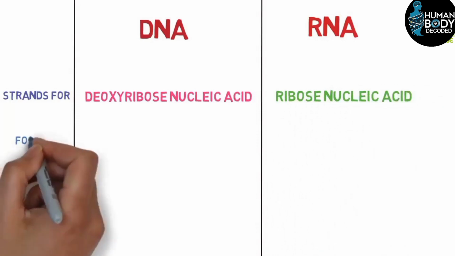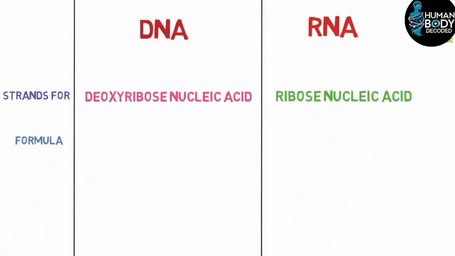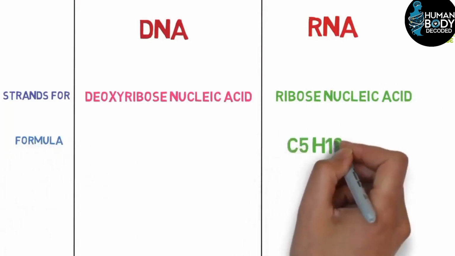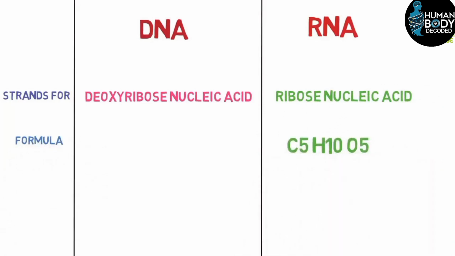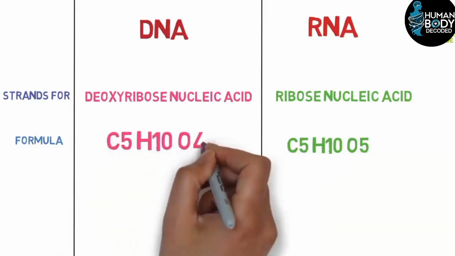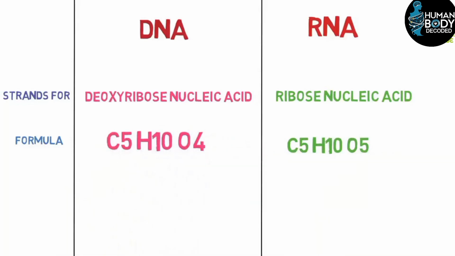Now let's discuss the formula. The formula for RNA is C5H10O5 because it contains ribose sugar. And ribose sugar is a 5-carbon sugar. The general formula for ribose sugar is C5H10O5. The formula for DNA is C5H10O4. It is one less oxygen, but it is still ribose sugar.